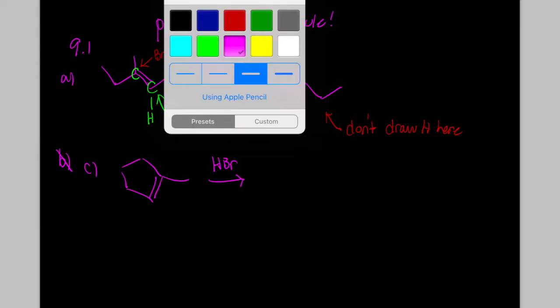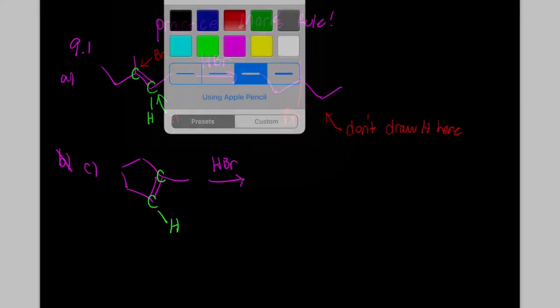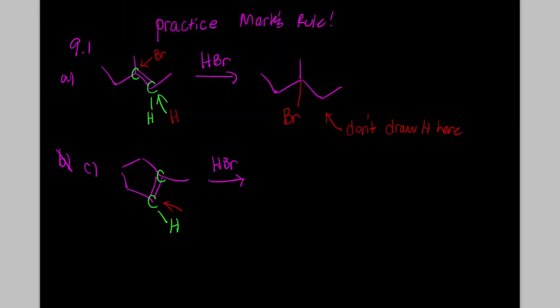All right, so you want to draw in your carbons. You want to draw any missing hydrogens so that you could identify the richer carbon. And so remember, the richer get rich, so we're going to add an H here, and we're going to put a bromine on the other carbon.